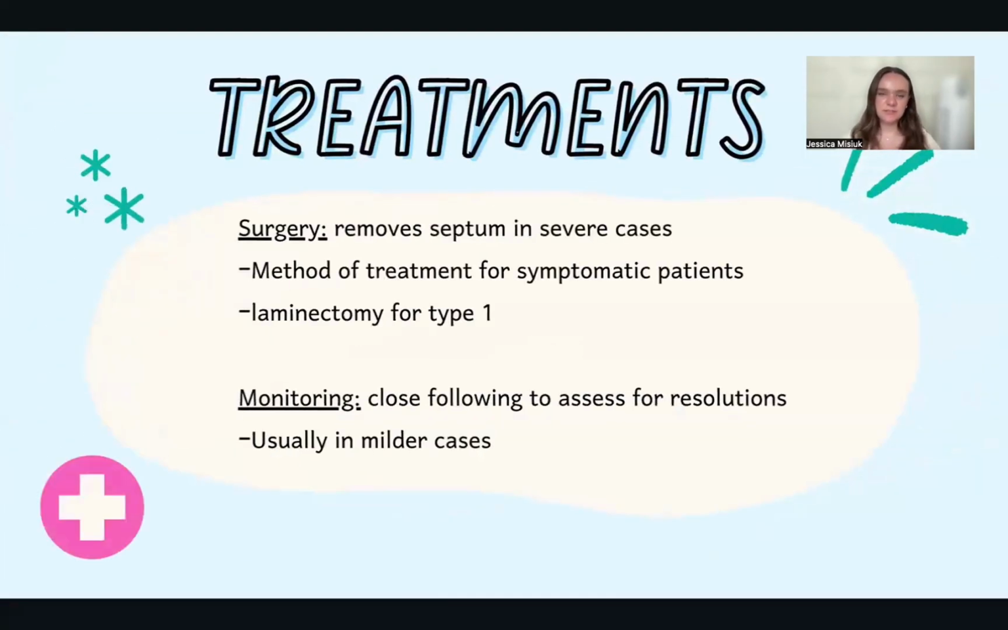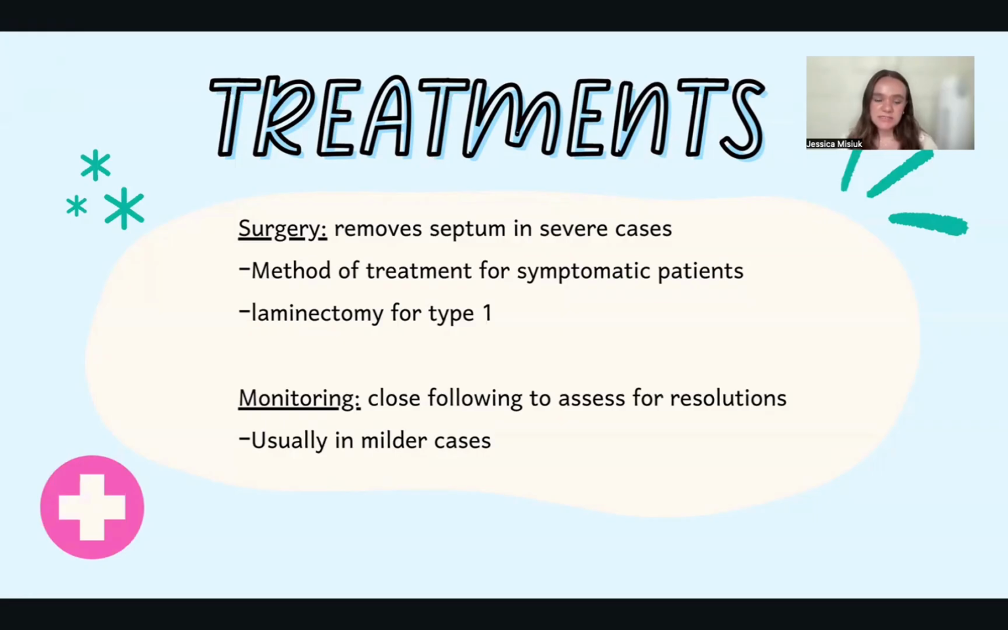So some of the treatments when it comes to this case include surgery and monitoring. Surgery is most common for type 1, when you're dealing with bony tissue and highly symptomatic patients. The surgery is used to remove the septum in more severe cases, and it usually involves a laminectomy, which cuts into the spine and removes that bony septum.